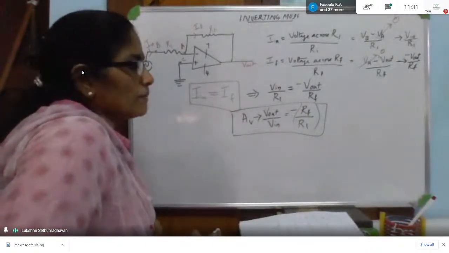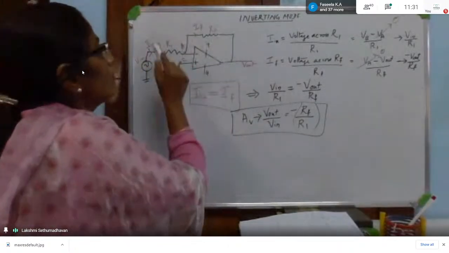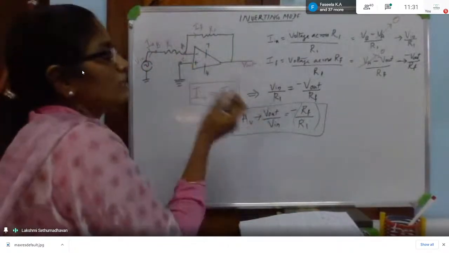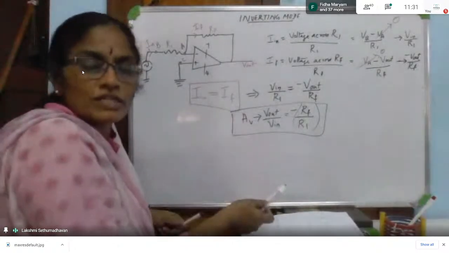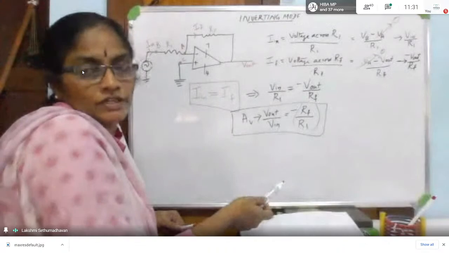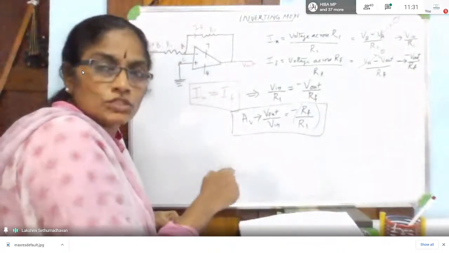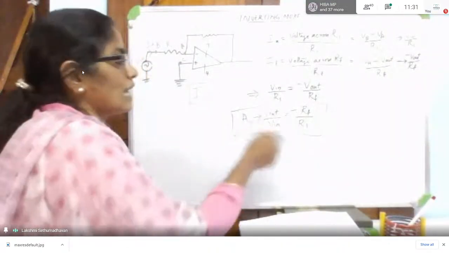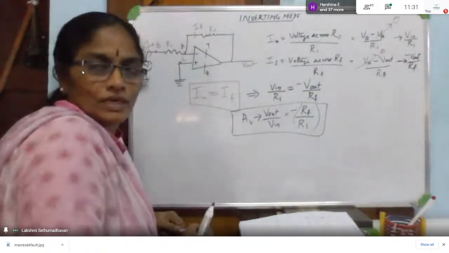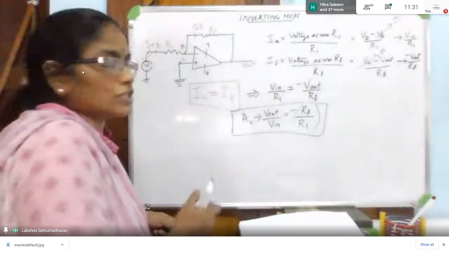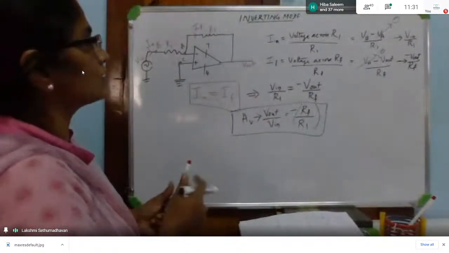In that experiment, we will measure RF and R1 and get the expected gain. Practically, we will measure in the CRO the magnitude of the output signal and the magnitude of the input signal, then calculate the experimental gain. That is part of that experiment. Hope it is clear.